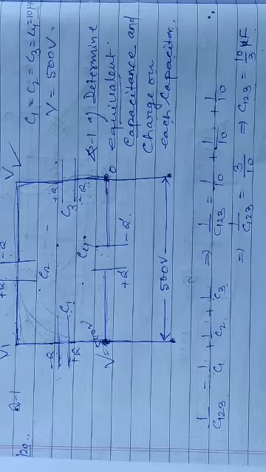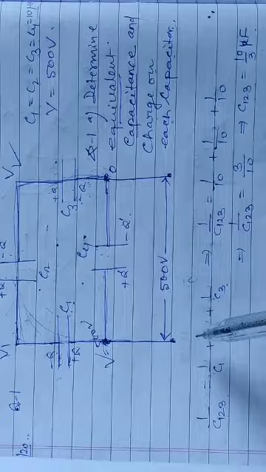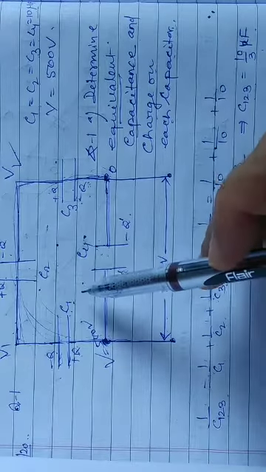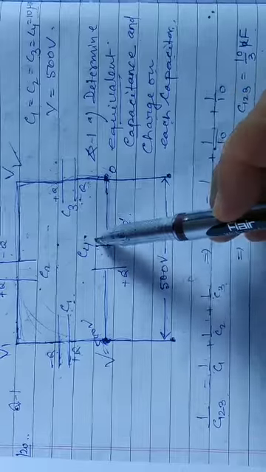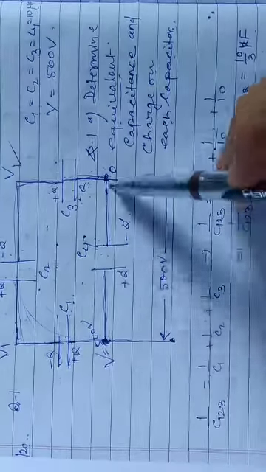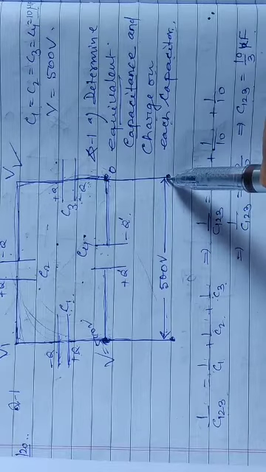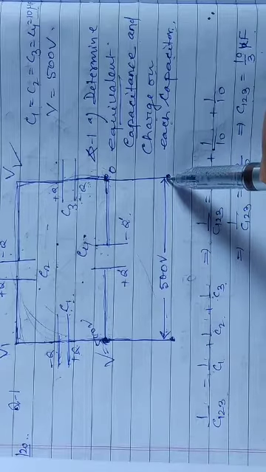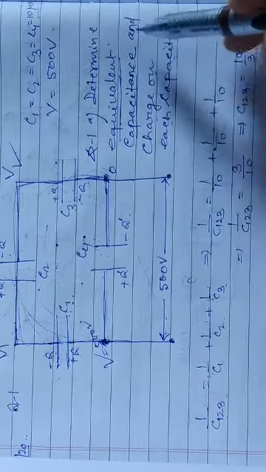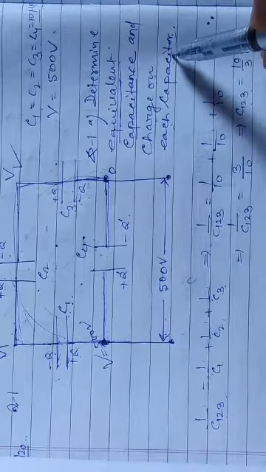In this video, we will discuss some numericals based on grouping of capacitors. Let us see question number 1. You can see that in this question, 4 capacitors C1, C2, C3, C4 are all of 10 microfarad. They are connected across a potential difference of 500 volt. We have to find out the equivalent capacitance of the network and the charge on each capacitor.